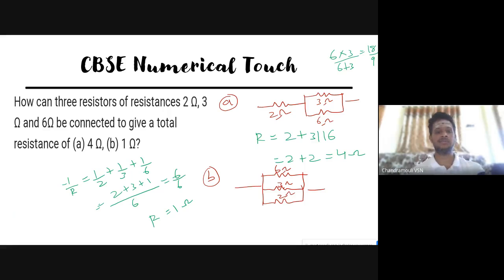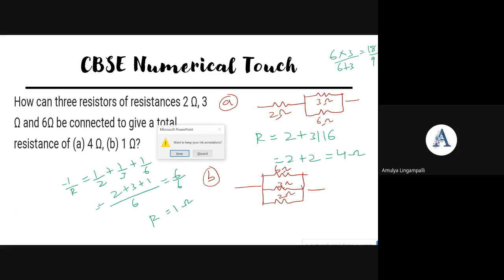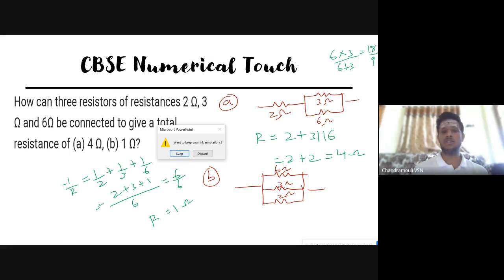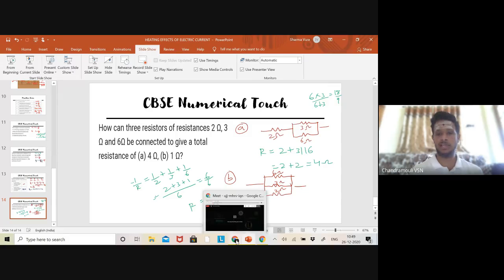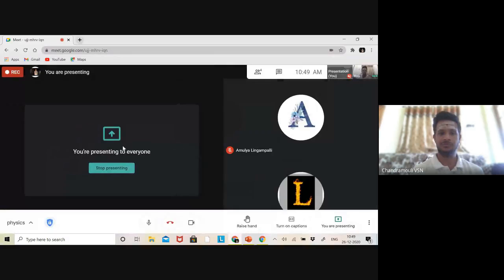Is it clear till now, beta? Yes, sir. This is what we learned today. We learned formulas, we learned what the heating effects are, what Joule's law is, what work done is, how you calculate electric power, and how electric consumption can be calculated. Understand? Can you quickly say what you learned? Electric energy, electric power, and some numericals. Did you get some idea, beta?